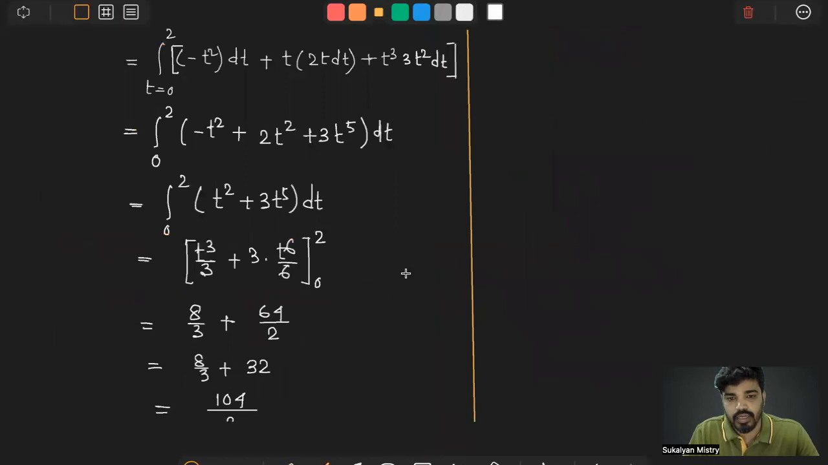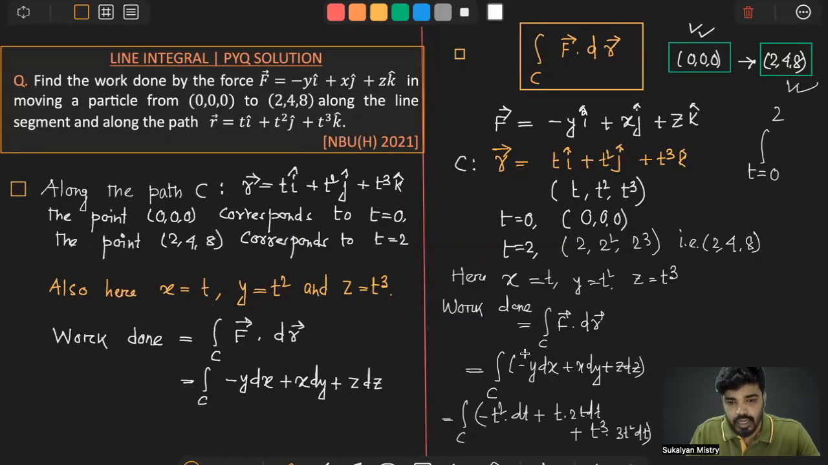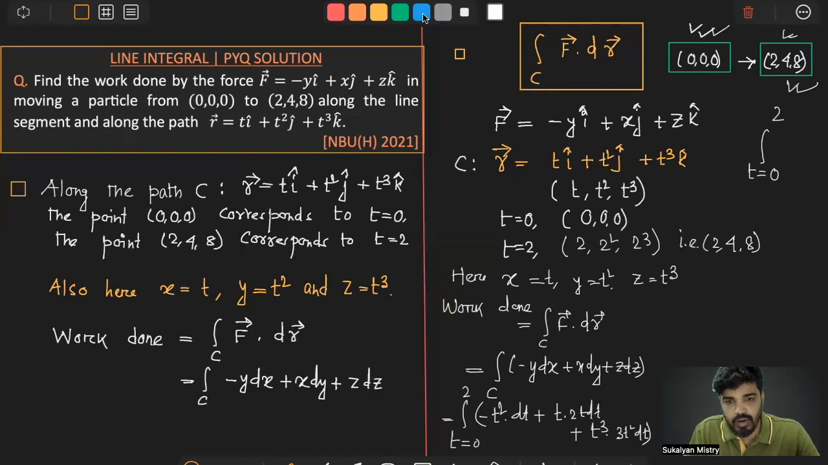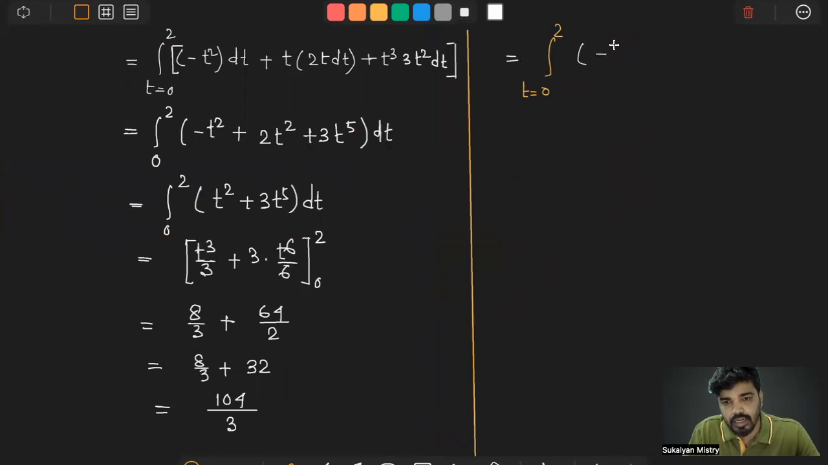Here t varies from 0 to 2. If you put t equal to 0, you get this point. If you put t equal to 2, you get this point, 2, 4, 8. So that equals the integration from 0 to 2 of minus t square plus 2t square plus 3t to the power 5 dt. So now integrate this. From 0 to 2, 2t square minus t square, that is t square, plus 3t to the power 5 dt.